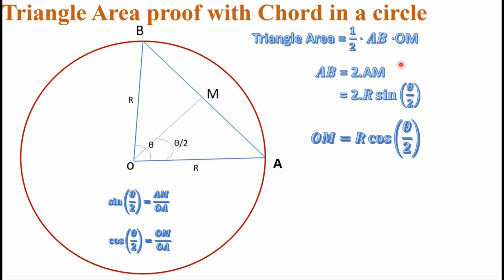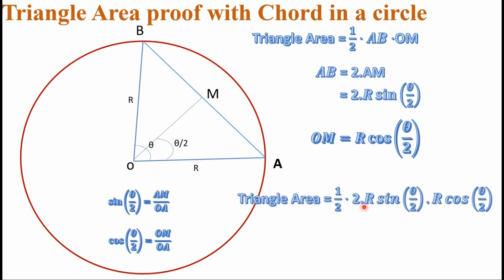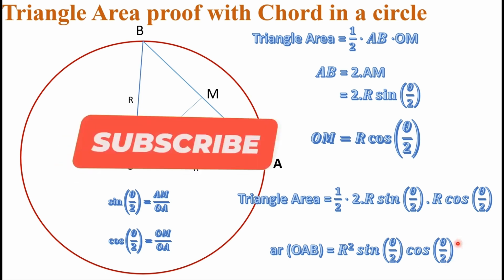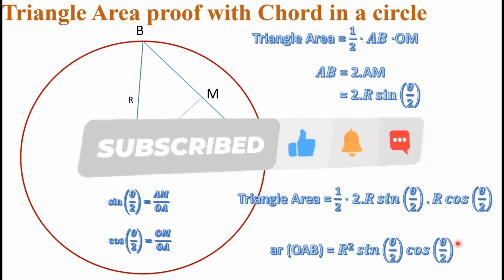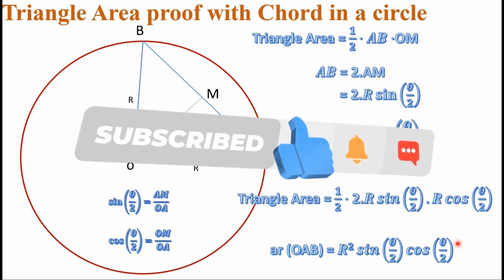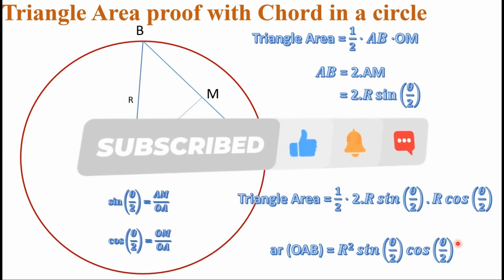If you substitute into the triangle area, this is 2R sin theta by 2 into R cos theta by 2, halved. So the 2 gets cancelled over here, and R into R becomes R square into sin theta by 2 cos theta by 2. So this triangle area is simply R square into sin theta by 2 into cos theta by 2.